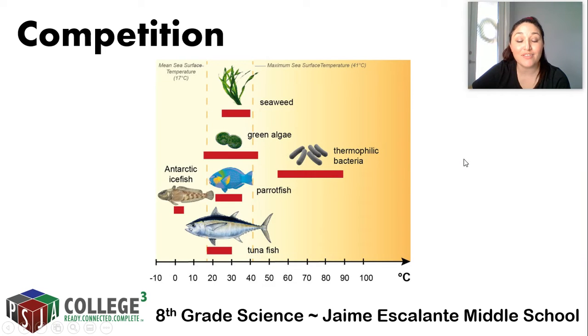Okay, guys, so here is another example of what you can expect to see on your SLO post-test. There is going to be a question that has a graph similar to this. This is a graph showing us the temperature ranges at which certain organisms prefer to live in the ocean. And this graph specifically already sets it up for you to give you the answer to the question, which would be something like, at which temperature range would you see the most competition?